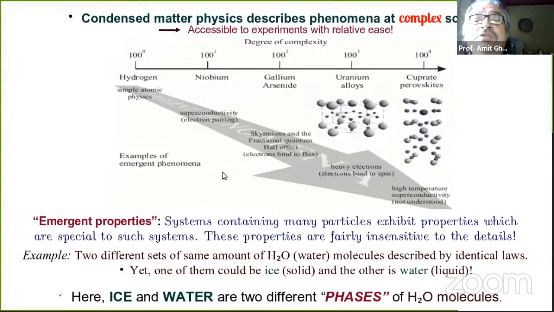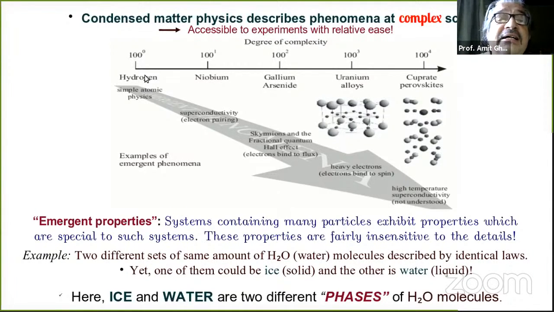Third slide. It describes phenomena at complex length scales. Complex scales are always regions which are accessible to experiments, because it's the scale which we can see, the thing that I was telling you earlier, the one that we can realize. That's why there are experiments, and there is a fantastic synergy between experiment and theory. So now, how does the complexity change?